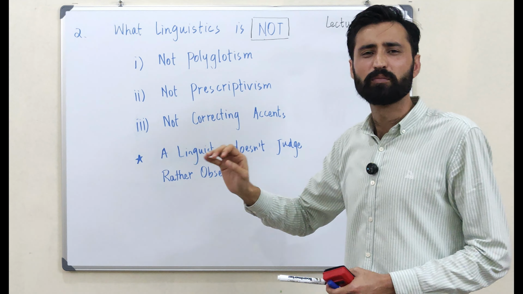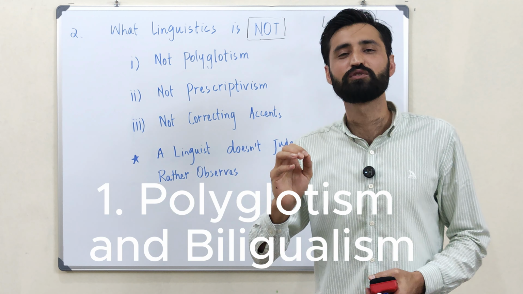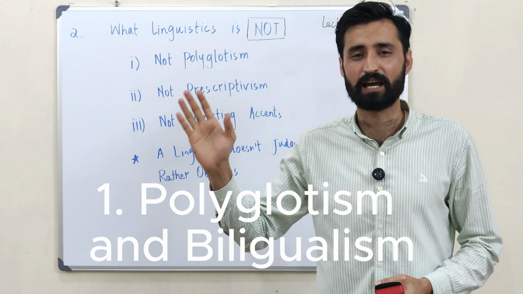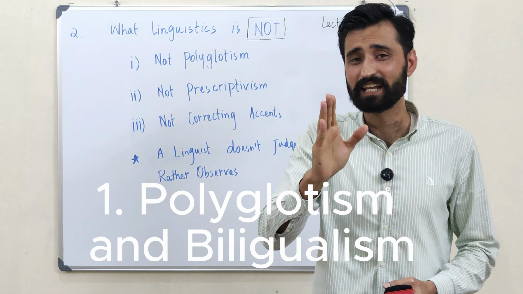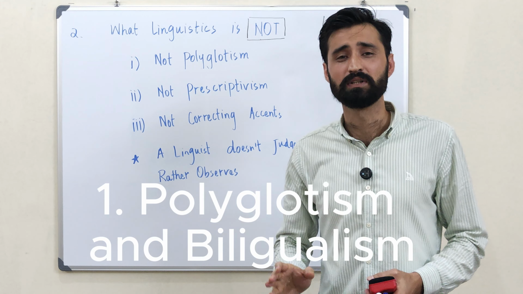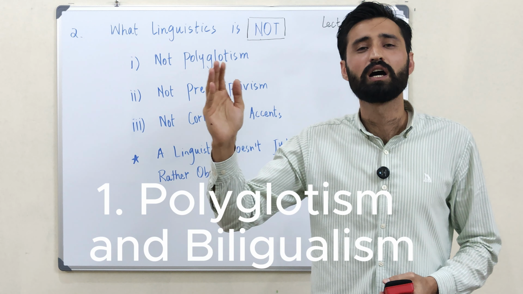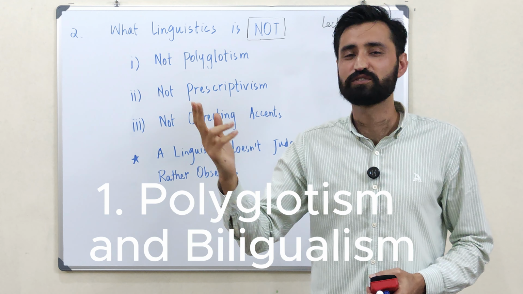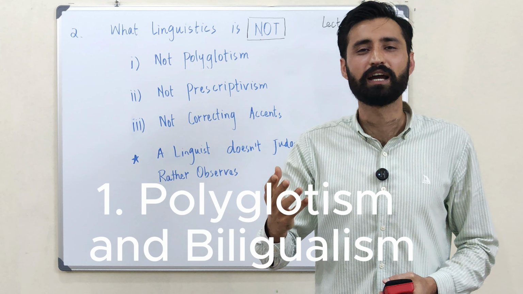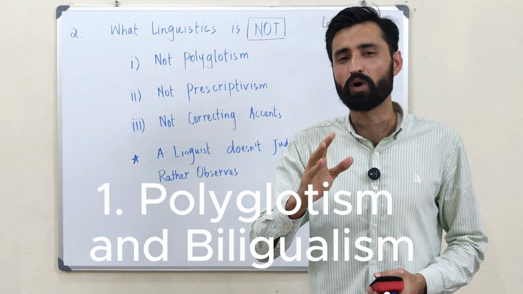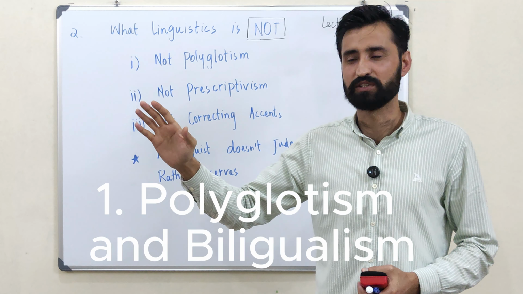Now, polyglottism. Polyglottism is a terminology that is used for a person who knows several languages. Now, there comes another idea, that is bilingualism. It means a person knows how to talk or understands two languages. So he is considered a bilingual, but a polyglot is the one who knows several languages.